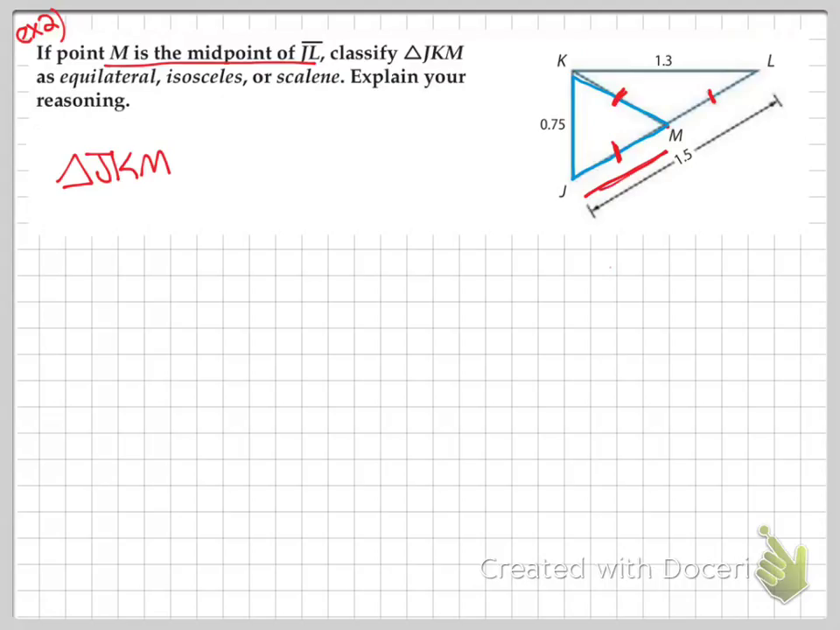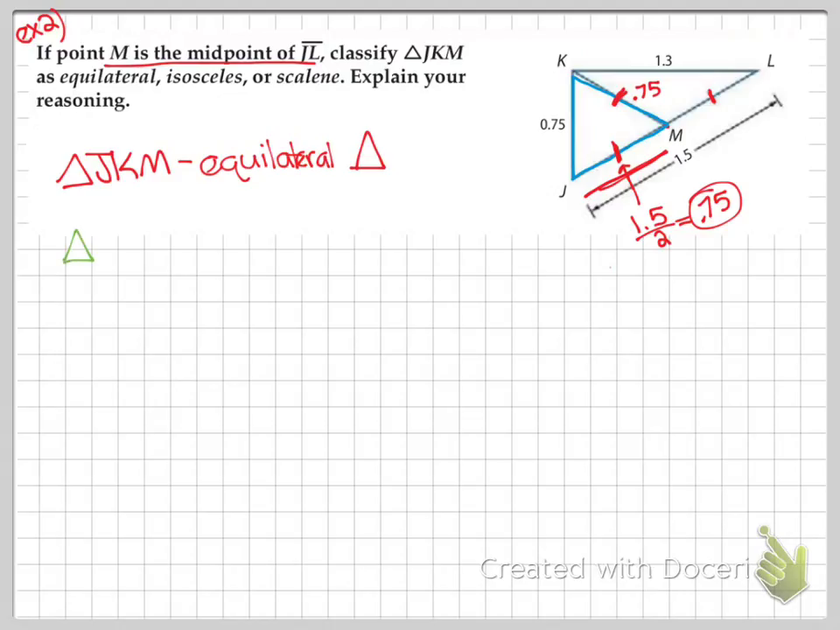So we know that JM is just going to be 1.5 divided by 2, because we were told that M was the midpoint. So if you do 1.5 divided by 2, sure enough, you get 0.75, sorry. So you get 0.75 here. So since that one's 0.75, we also know that this is 0.75. So since all three sides are 0.75, this has to be an equilateral triangle. Okay, so that's equilateral. Let's do one more real quick.